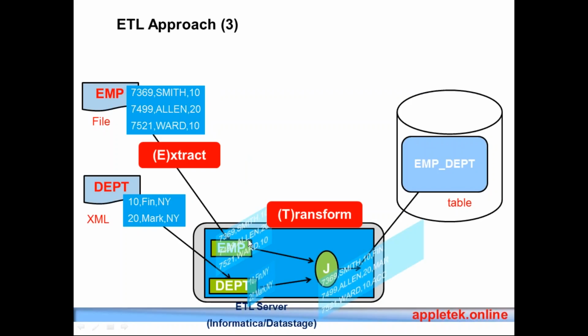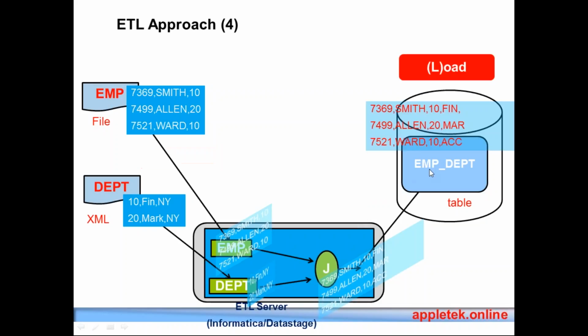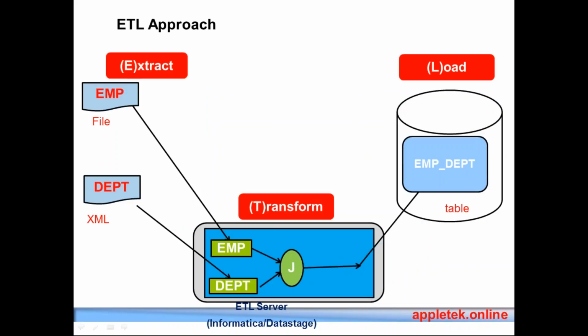Once you get over here, it is going to join these two inputs in the ETL server, and once the join is completed, the final resultant data is going to be loaded into your final target. Once you graphically develop your code, in the backend your ETL server is going to generate the real code for us, and then it is going to process the data like this. So in this process, first we are extracting the data, then transforming the data, and then loading the data to the final target.